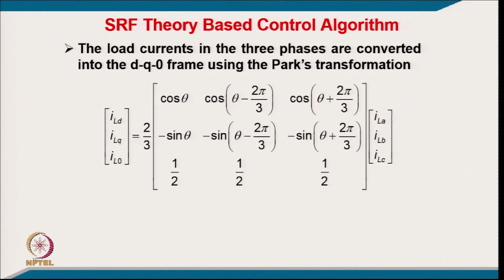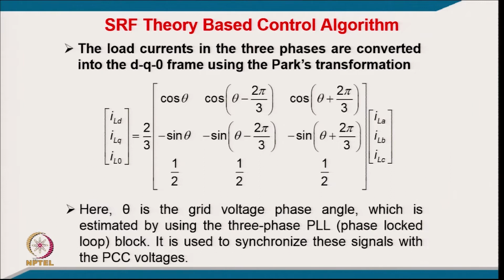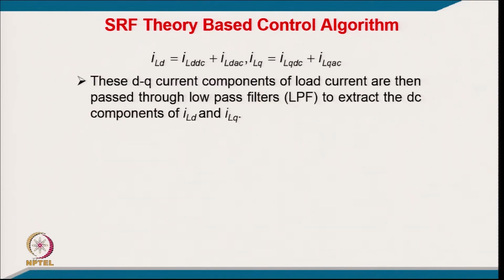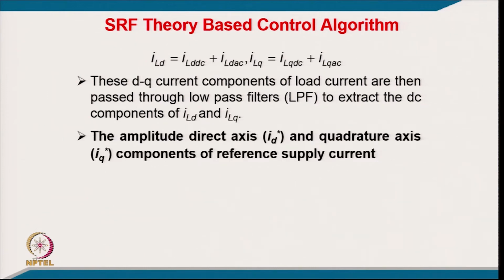So, these are the typical expressions. We are converting load current into DQ current, and here the theta is used which we got from the PLL. This has a DC component and an AC component. The DC component corresponds to the fundamental active current, similarly for reactive current, for the fundamental and the ripple. Then the DQ components of the load current are passed through the low pass filter to extract ILD and ILQ, and the amplitudes of the direct axis and quadrature axis reference currents are calculated from the loss plus the load active component, that is the total active component.